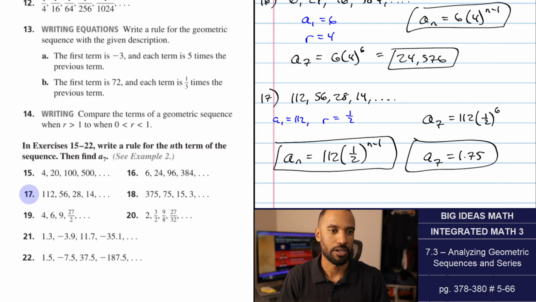But if I go to the calculator, keep in mind you do need parentheses around that 1/2. Otherwise, things can get screwy. So 112 times 1/2 to the 6th power. And I should get 1.75. There it is.